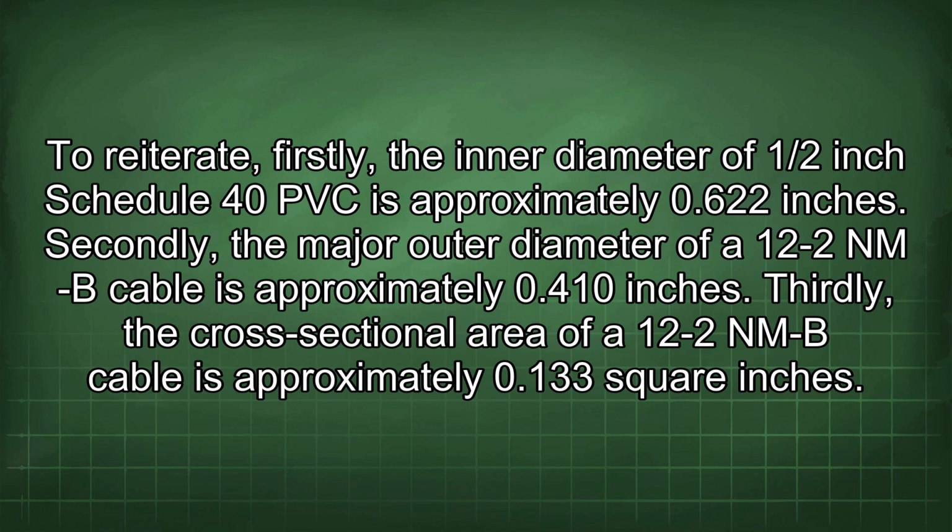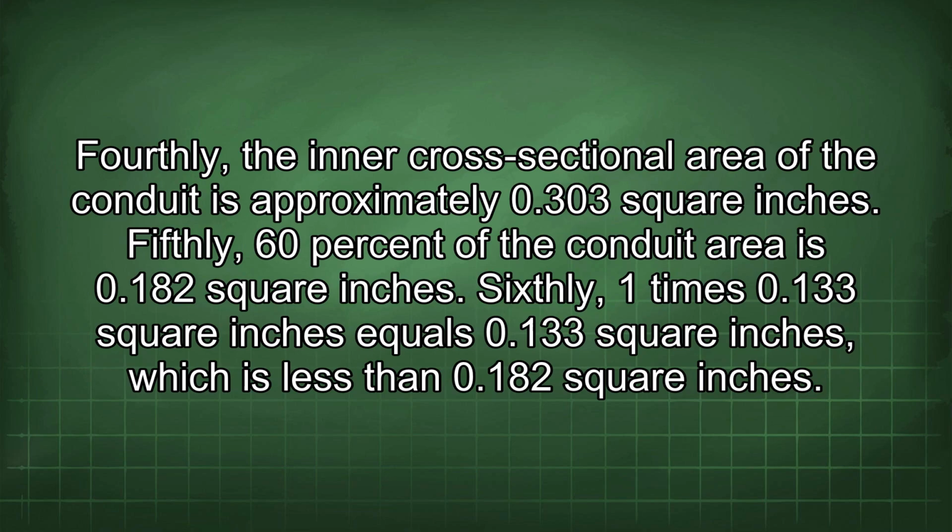To reiterate, firstly, the inner diameter of 1/2 inch Schedule 40 PVC is approximately 0.622 inches. Secondly, the major outer diameter of a 12-2 NMB cable is approximately 0.410 inches. Thirdly, the cross-sectional area of a 12-2 NMB cable is approximately 0.133 square inches. Fourthly, the inner cross-sectional area of the conduit is approximately 0.303 square inches. Fifthly, 60% of the conduit area is 0.182 square inches.